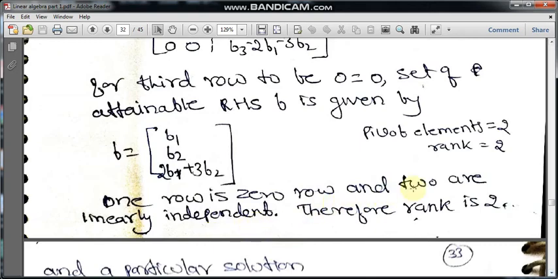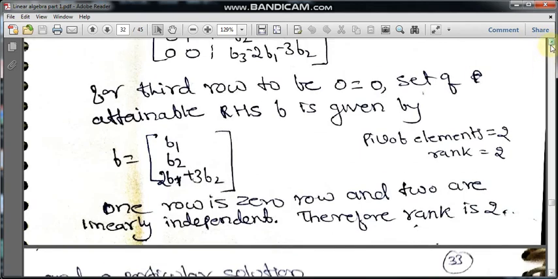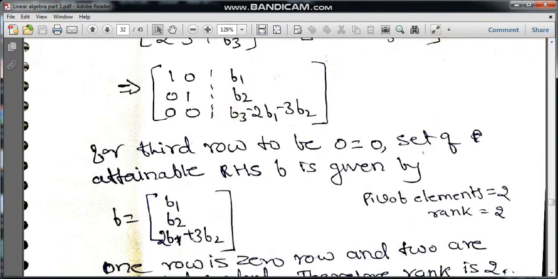One row is a 0 row, and the two are linearly dependent. Hence, the rank of the matrix. What will be the rank of any matrix? The number of non-zero rows itself is the rank of the matrix. In this problem, you can see this is one non-zero row, this is another non-zero row, and this is a total 0 row. So we can say the rank of the matrix R is equal to 2.